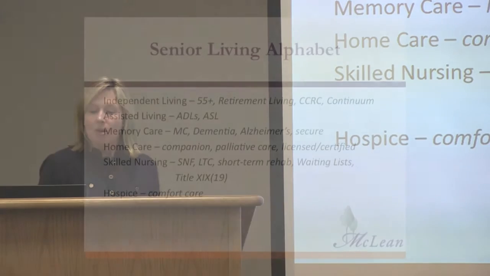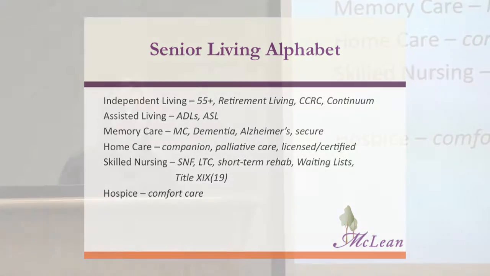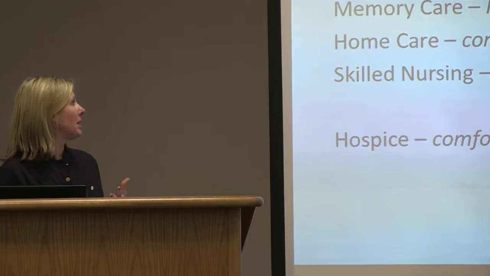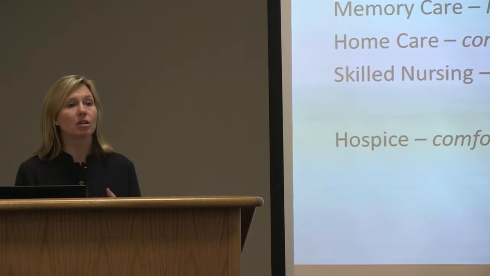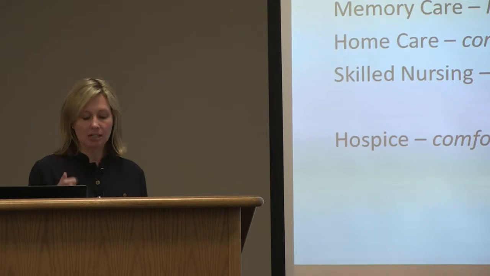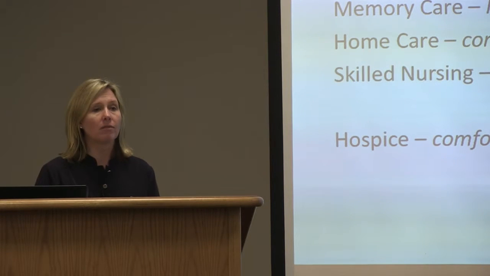When we're talking about the senior living alphabet, we're really talking about residential programs and services that seniors may engage as they age. Not every single program and service out there is going to be appropriate, so not everything is going to apply to you in your specific situation. But what we're going to talk about today are independent living options. Some of the terms that you may hear with independent living options are 55 plus, retirement living, CCRC, continuum, and assisted living option. These first two are residential options.